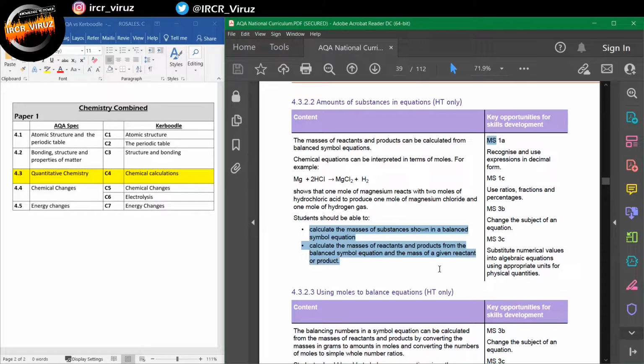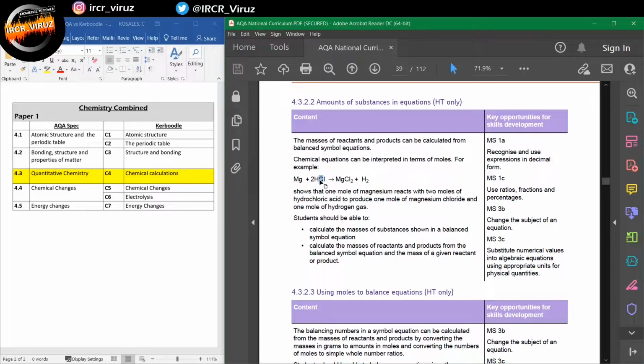Okay, this is very straightforward. If you understand what the relative formula mass is and how to calculate it, this should be very easy, very straightforward. So you just might need to practice a little bit on that. For instance, over here you've got magnesium. Magnesium, I believe, has a relative atomic mass of 24. And then H is 1, chlorine is 35.5.